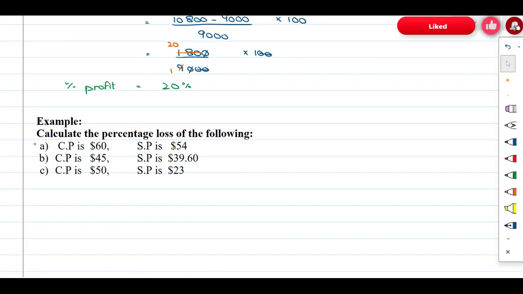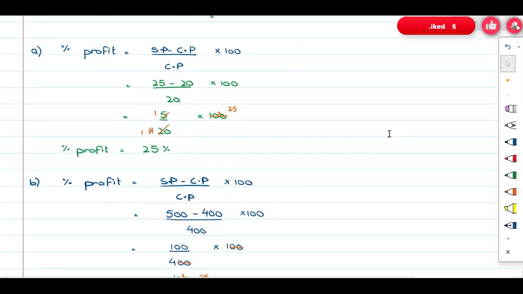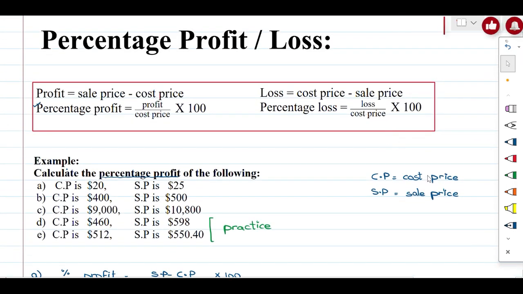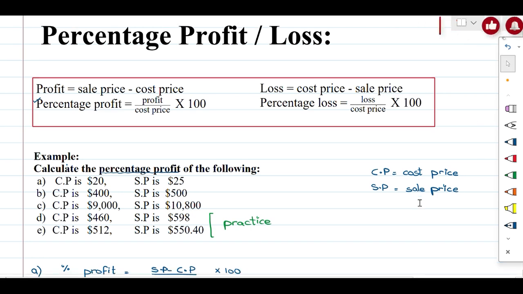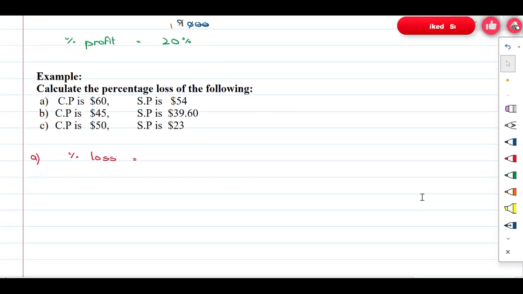All right, let's do an example with the percentage loss. Calculate the percentage loss of the following. So for percentage loss, we need to write down the percentage loss formula first. Percentage loss is basically loss over cost price multiplied by 100. Yes. Loss is cost price minus sale price, divided by cost price, multiplied by 100. So this is cost price minus the sale price, divided by cost price, multiply by 100.